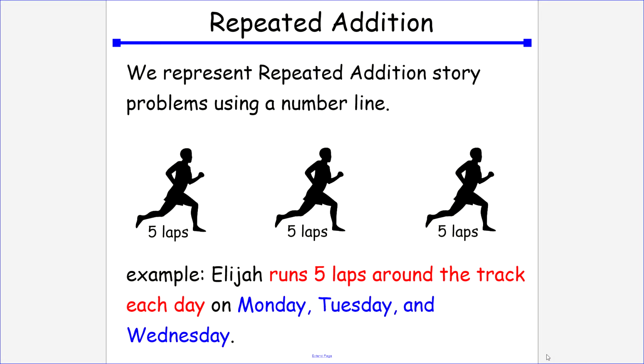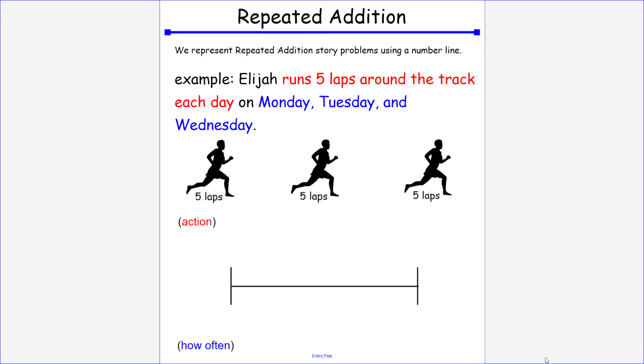So how often he does it, or the amount of time he spends running laps, would be 3 days, Monday, Tuesday, and Wednesday. I'm going to go ahead and represent this problem, Elijah runs 5 laps around the track each day on Monday, Tuesday, and Wednesday, on my number line. I'll start with the time, or how often it happened. In this problem, the time is days. Monday's a day, Tuesday's a day, Wednesday's a day. So my time is days.